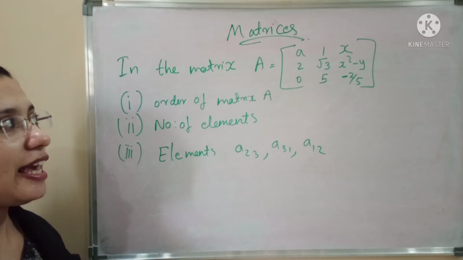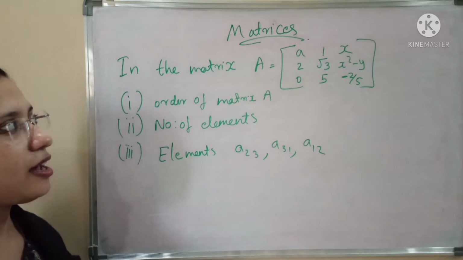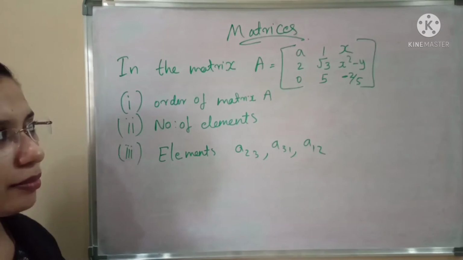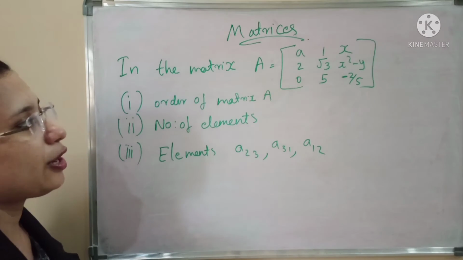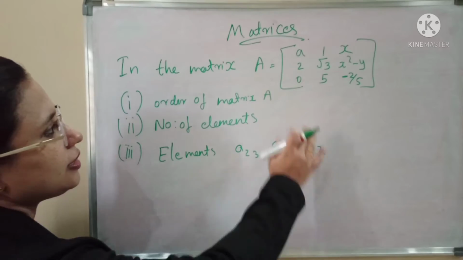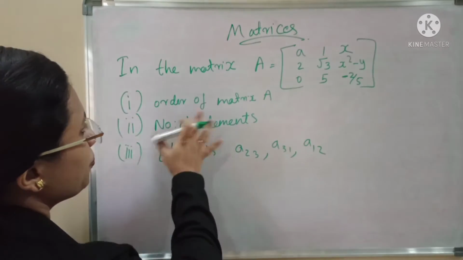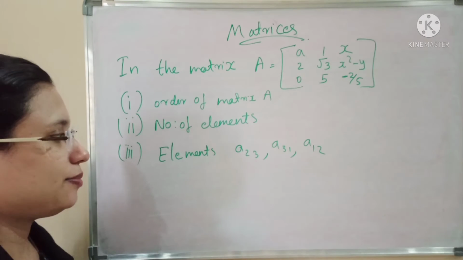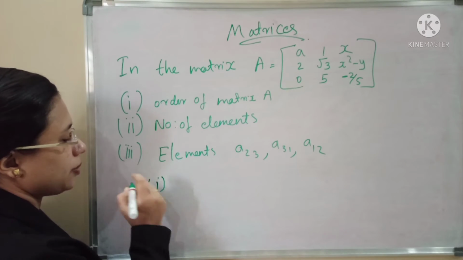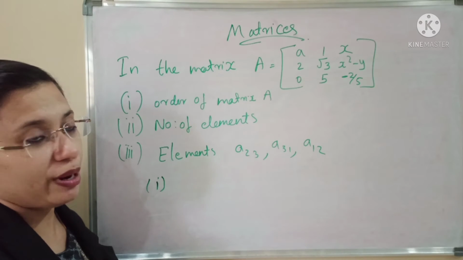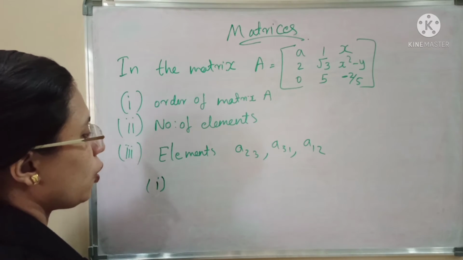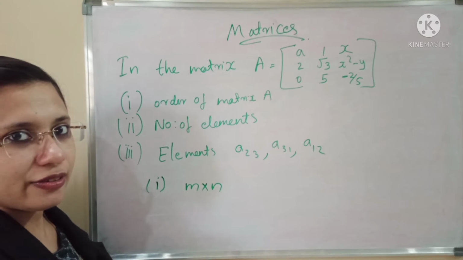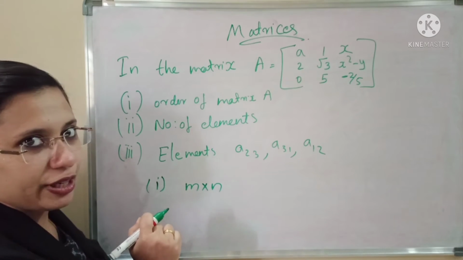In the matrix A equals, first row 1, x, 2; second row root 3, x square minus y, 0; third row 5, minus 2 by 5. So this is our matrix A. Now, what is the order of the matrix? The first question is finding the order of the matrix. Order means m by n, right?